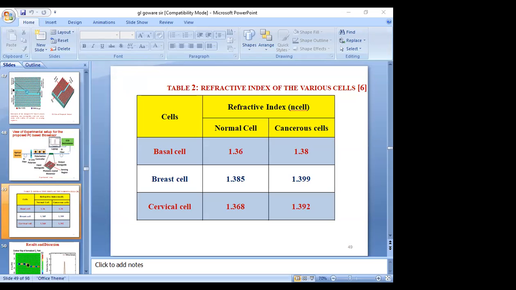We have changed the radius of the air holes. You can see 84.8, 95.4, 106. We have changed the radius in order to get the best result. On this side, there is the wavelength shift, full width half maximum, quality factor, sensitivity, detection limit, and figure of merit. By changing the value of radius, we have measured these parameters.